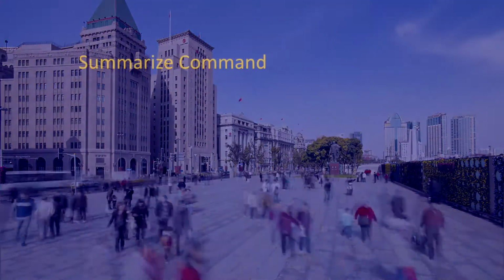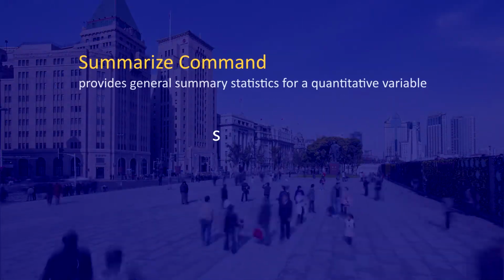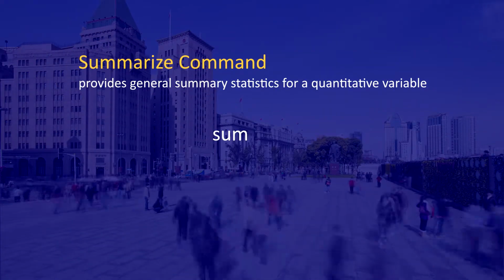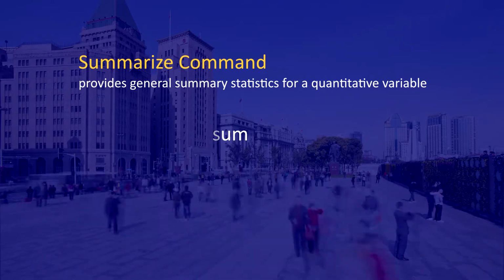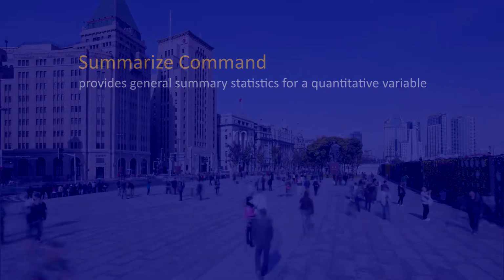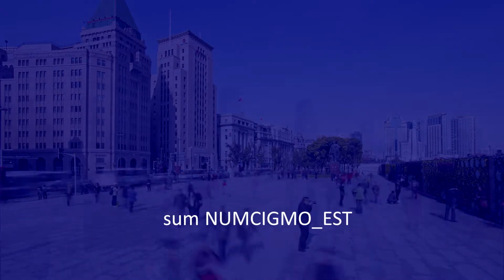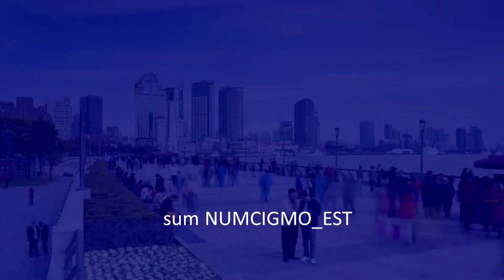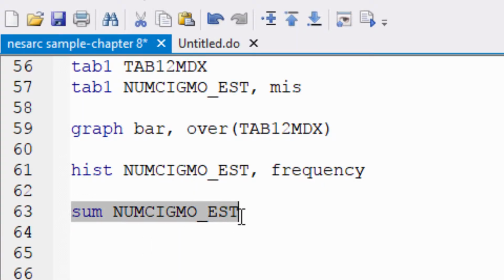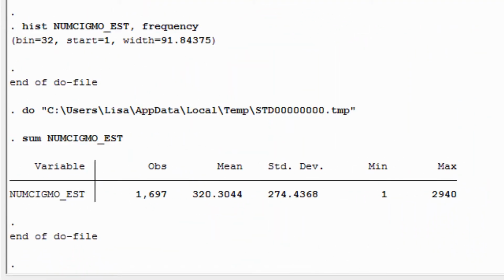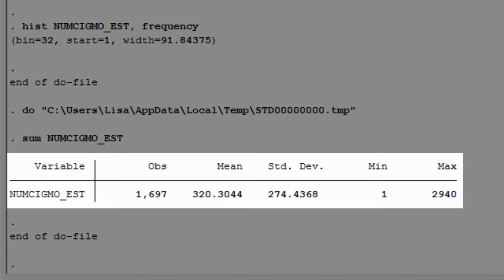To calculate the standard deviation using Stata, we use the summarize command, abbreviated sum, and then a list of quantitative variables that we'd like to examine. We're going to execute sum with numsigmo_est as the quantitative variable. When we execute the summarize command, Stata provides us with the univariate statistics for the number of cigarettes smoked per month variable.